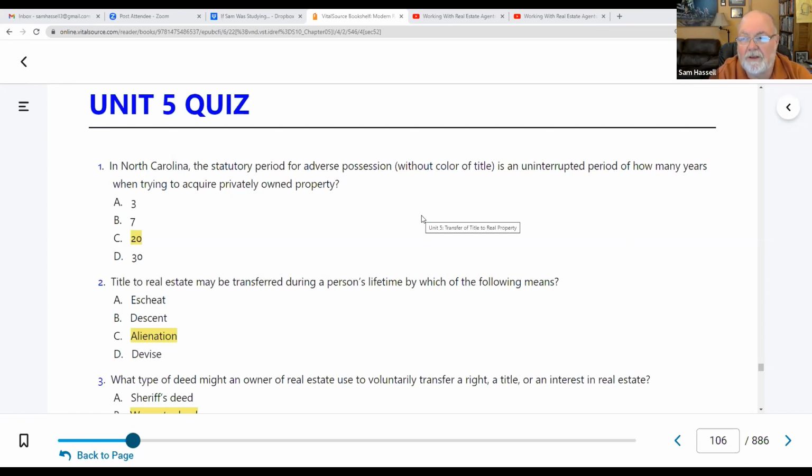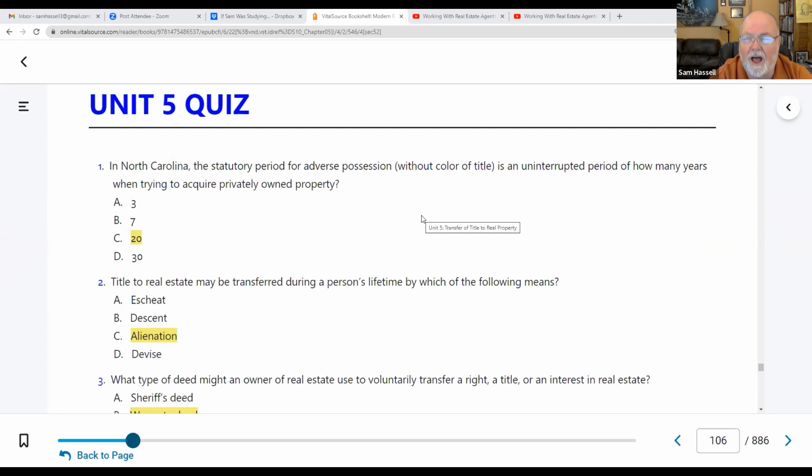So let's say you came across an old abandoned farmhouse and you went in there. You decided to stay. There was nobody there. Nobody chased you out, right? You could stay there for 20 years as long as you didn't hide when somebody came in there and as long as nobody told you to leave, okay? And if it's uninterrupted for 20 years, you can lay claim to it. You can go to court and say, I want it.